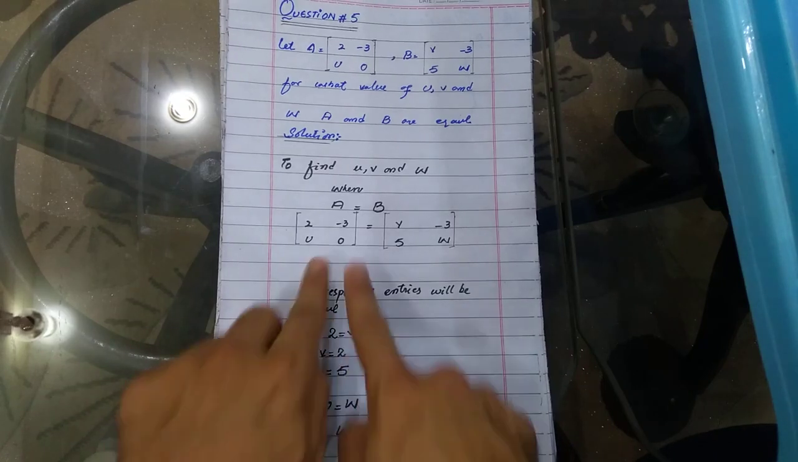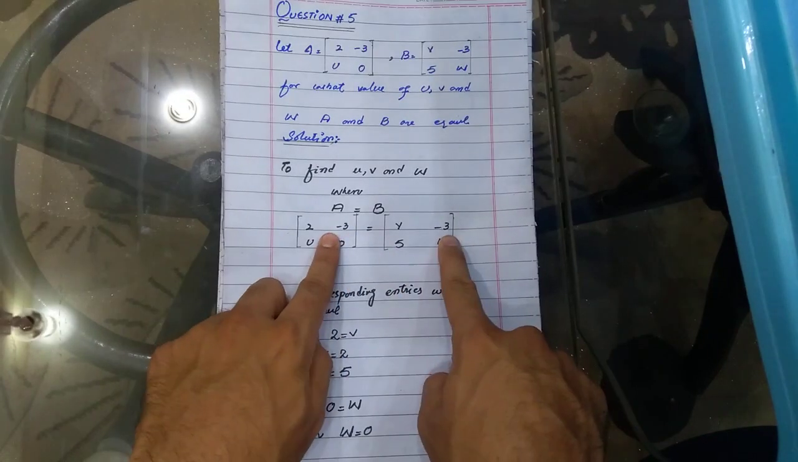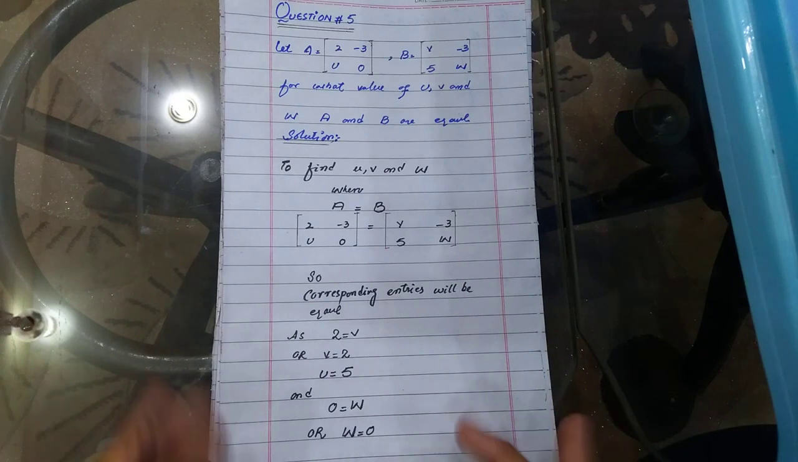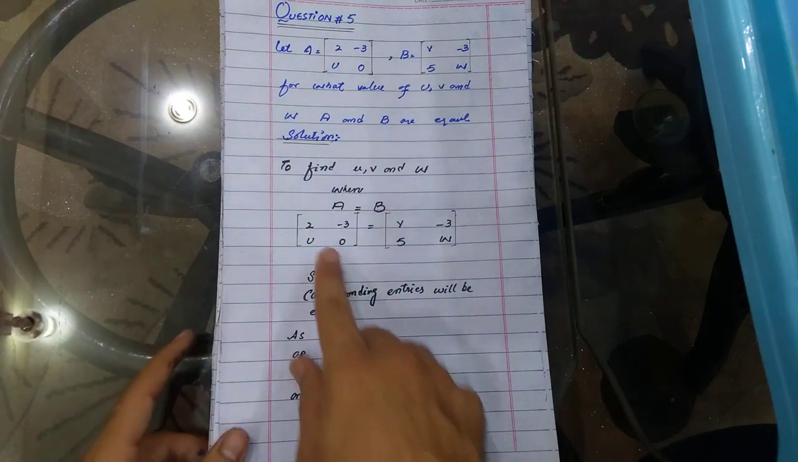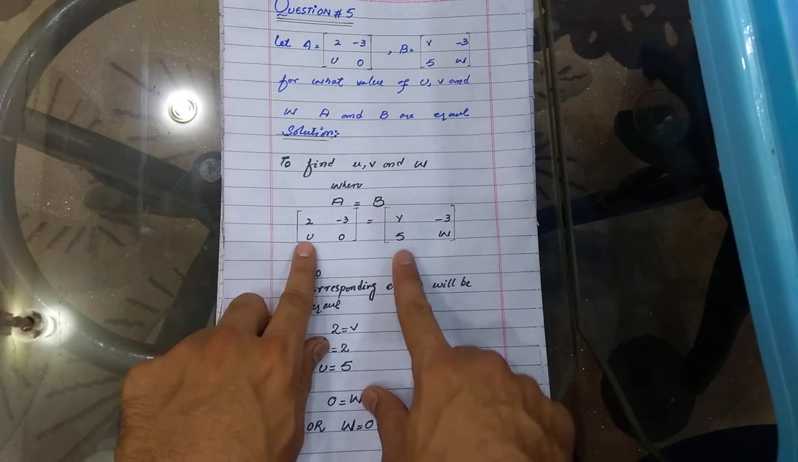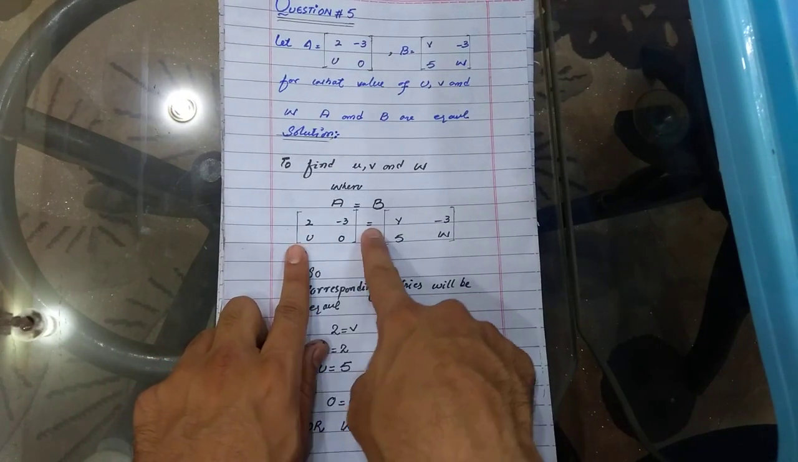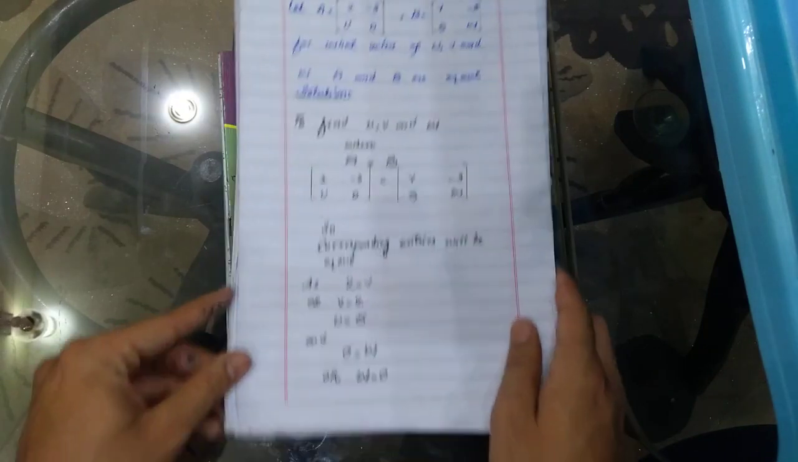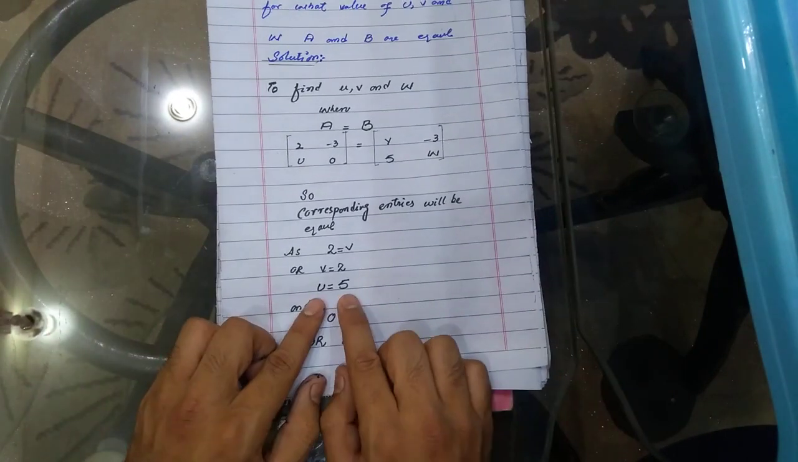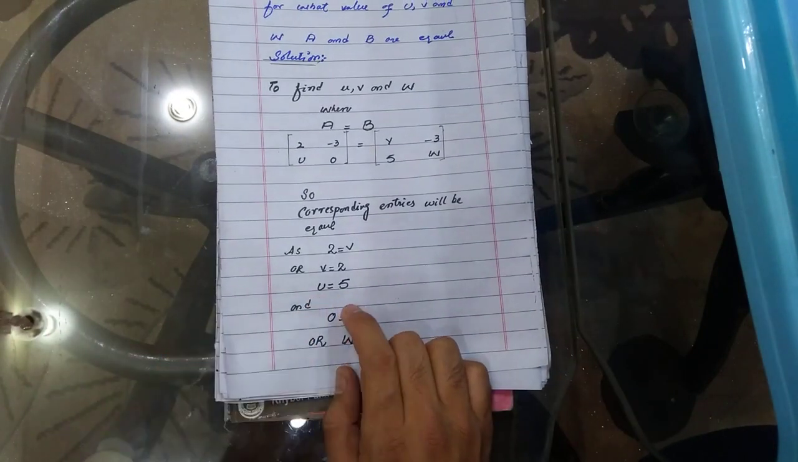Also students, minus 3 is equal to minus 3, but we don't need this. We have to find the values of V, U, W. So students, look here, in front of U you have 5. That's it. U is equal to 5. So we have found another value, that is U. Now over to the third value.